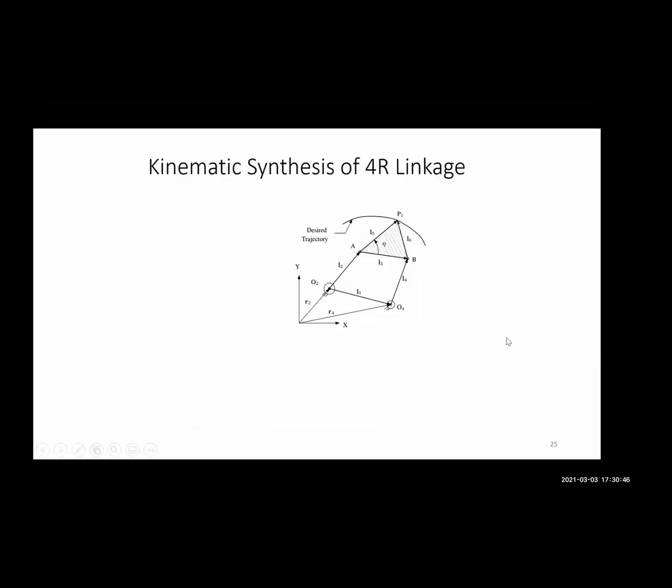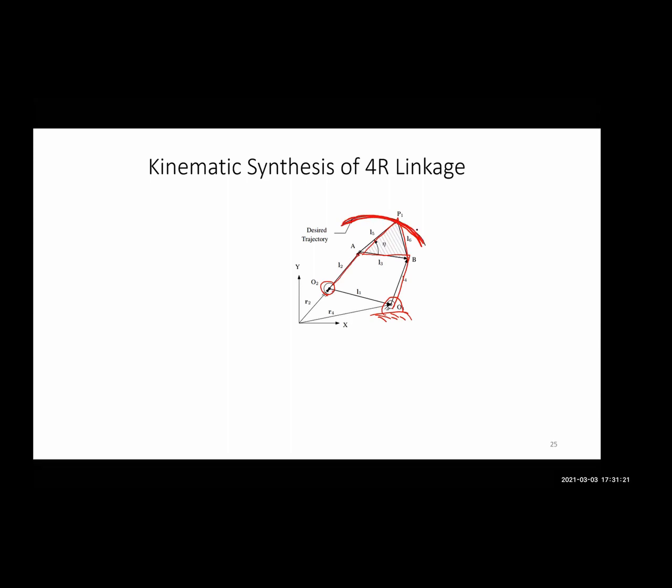Now we can synthesize a 4-bar mechanism like this. To get this trajectory, you can get different mechanisms, so we want to choose the smallest mechanism, because we don't want this to be very bulky. For example, I fit this and I vary this position O2 by using some kind of optimization or GA. I'm going to vary my link length. So I fix this position O4, I vary O2, and then for different link lengths, I see which mechanism will give me a trajectory which is closest to that.